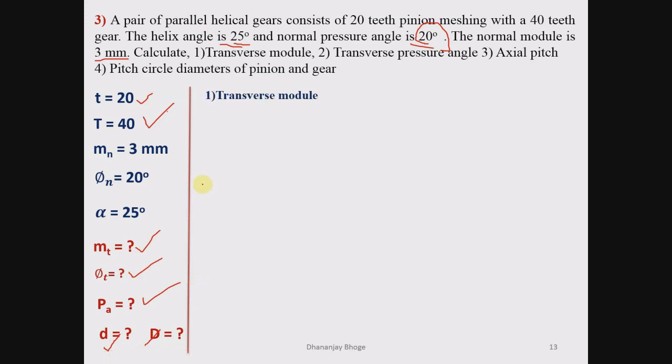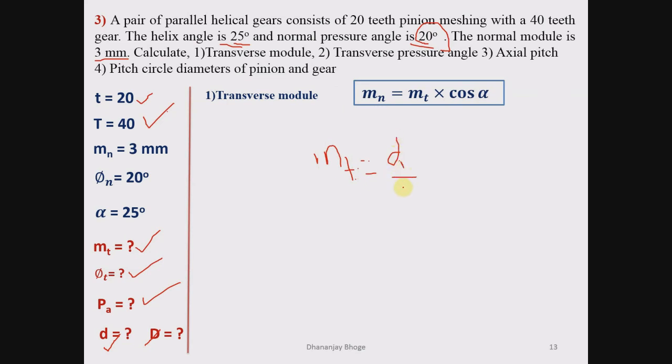पहिले काय ट्रान्सवर्स मॉड्यूल. ट्रान्सवर्स मॉड्यूल इज इक्वल्स टू नॉर्मल मॉड्यूल अपॉन कॉस ऑफ अल्फा, बिकॉज एम एन इज गिवन अँड कॉस ऑफ अल्फा इज गिवन. आपण असं पण काढू शकतो एम टी इज इक्वल्स टू डी बाय टी, करेक्ट. बट इथं प्रॉब्लेम आहे, वी डोंट नो द व्हॅल्यू ऑफ डी. पिच सर्कल डायमीटर दिलेला नाही. बरोबर ना, सो वी विल नॉट यूज दिस.